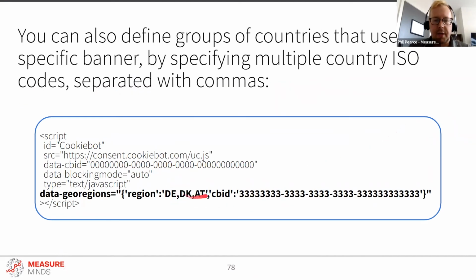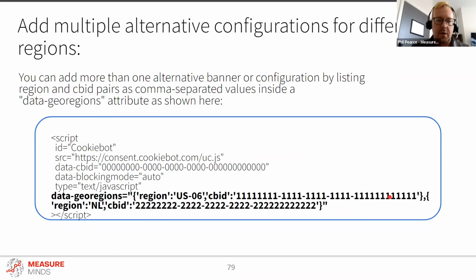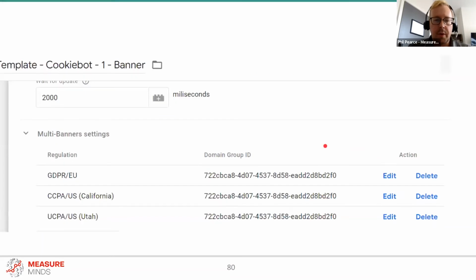Or if they're matched to these countries, let's say a list of European countries, it loads this banner, et cetera, et cetera. And that's quite fiddly to set up. So what we've done is we've edited the Cookiebot standard banner template just to make it really easy to classify these regions. So there we've got Europe, California, Utah, and this ID here would be different for each banner type.